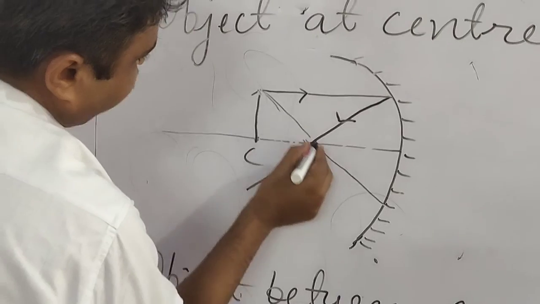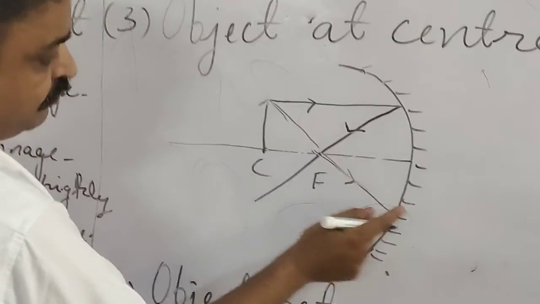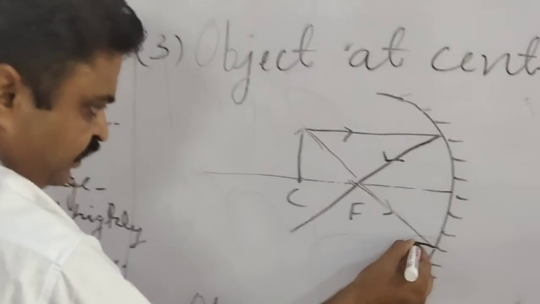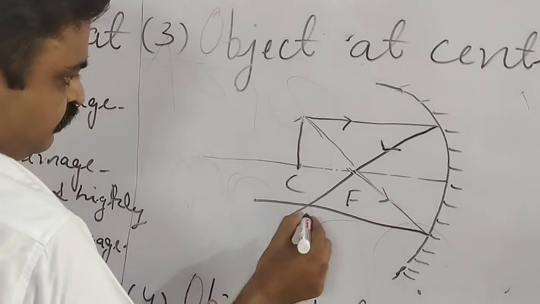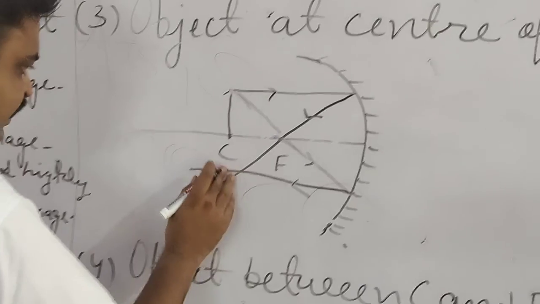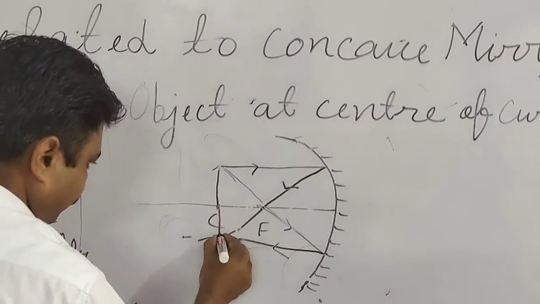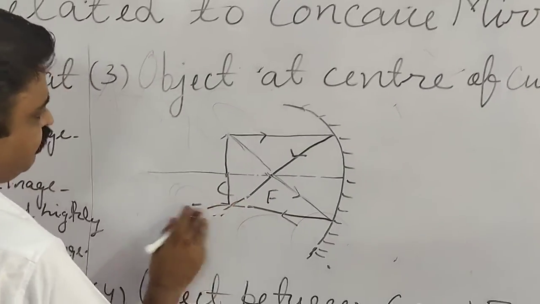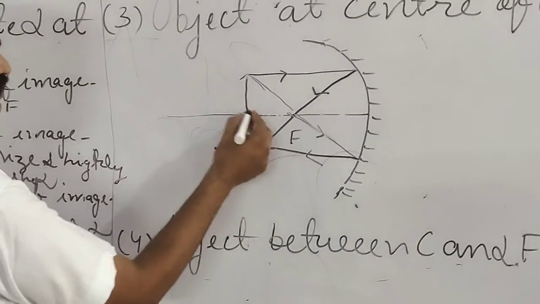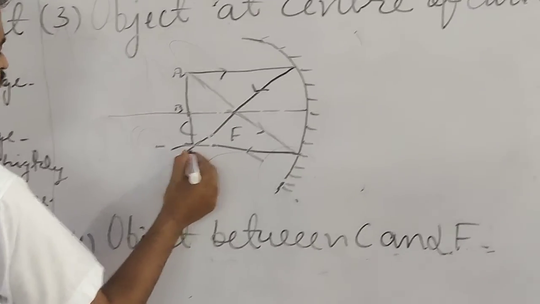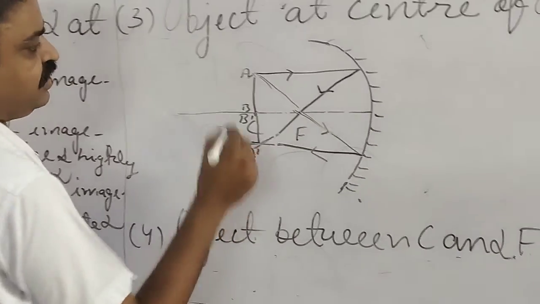From the center of curvature, the ray will be passed and it will be reflected here. It will be again reflected from here. Reflected, and the image that will be formed, it will be formed on the center of curvature. Here it is the object AB and it is the image A dash B dash.